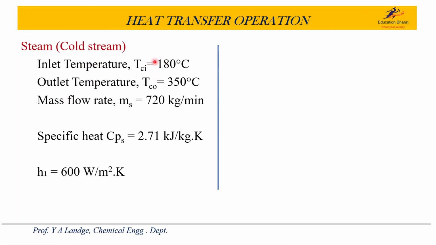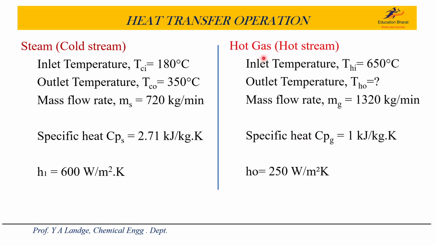So let's see the data we have. Inlet temperature 180 degrees Celsius, outlet temperature 350 degrees Celsius. The mass flow rate of the steam is given as 720 kg per minute. We need to convert it into kg per second. Specific heat is given as 2.71 kJ per kg Kelvin, which we convert into joules per kg Kelvin. And h1, the heat transfer coefficient for the steam, is 600. Same for the hot gas, which we call the hot stream. Inlet temperature is given as 650 as per the statement. Outlet temperature is not mentioned.